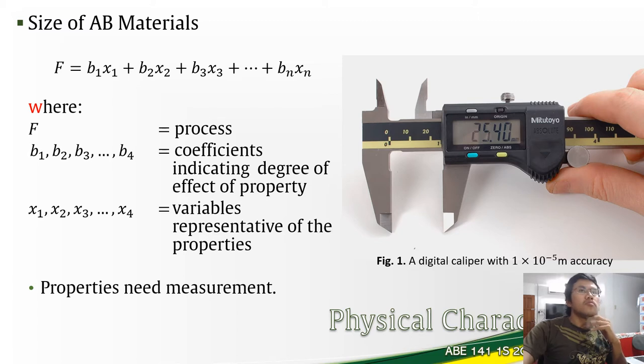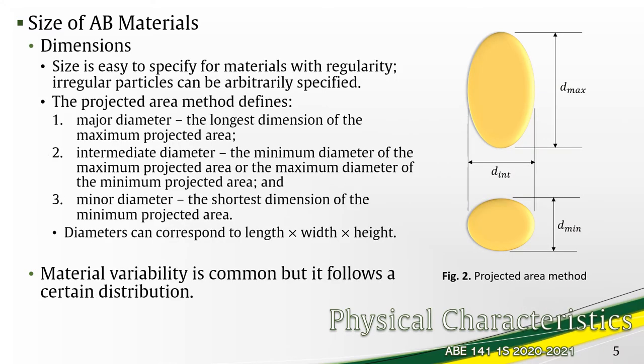For size, we use distance measuring tools such as the caliper shown. The use of a caliper is for measuring the projected dimension of a material. The projected area method is used to measure the depth or thickness of a material.